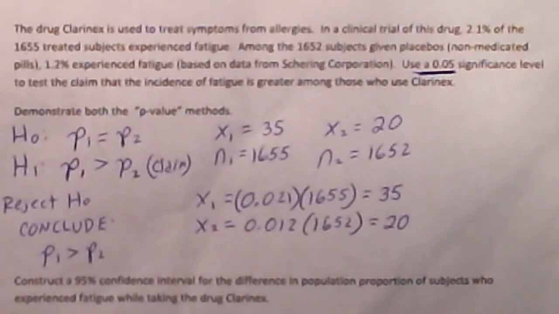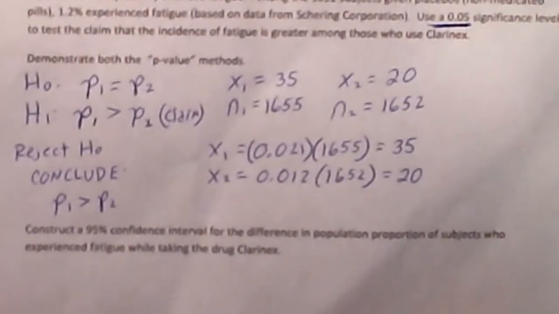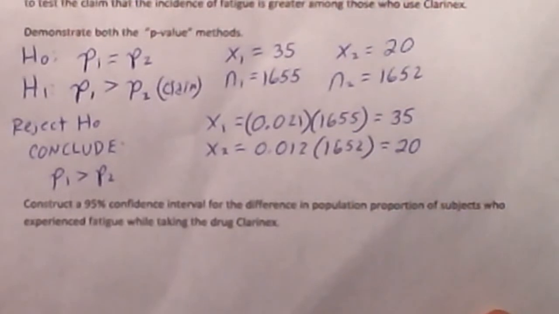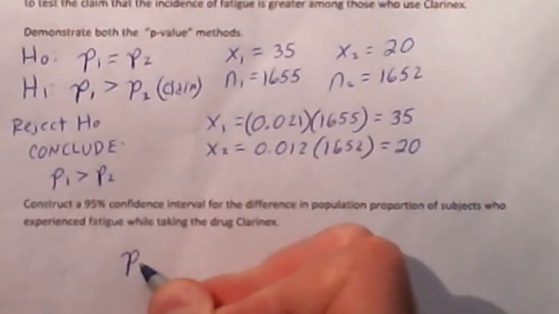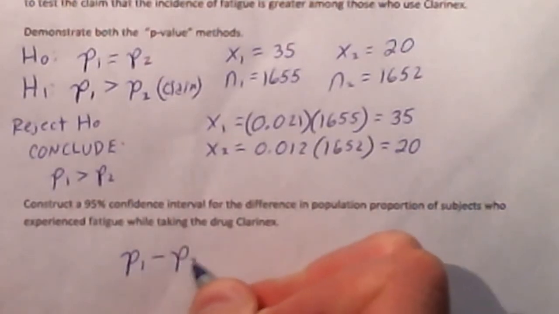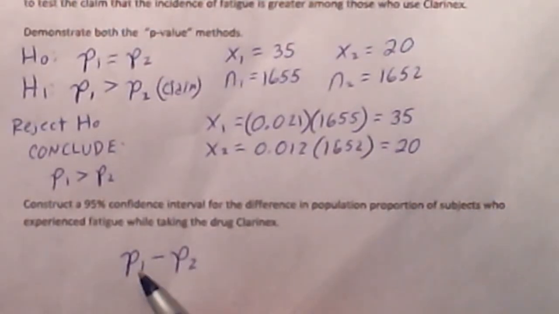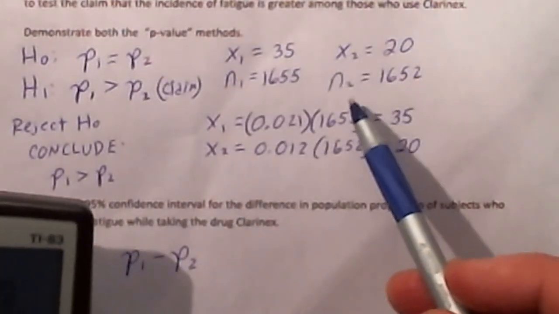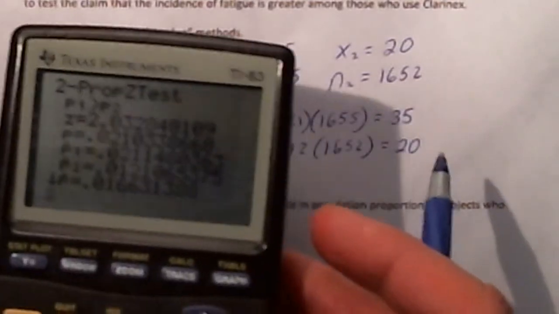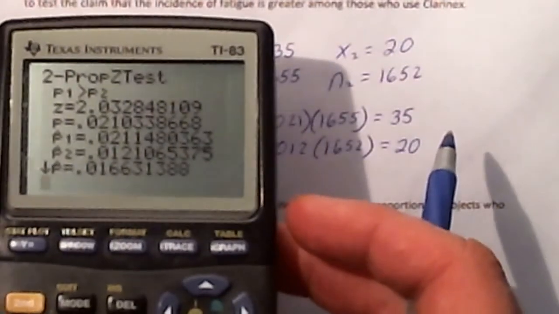Now we will, for this same example, come down here and build a 95% confidence interval for the difference in the population proportions. So, in other words, we're going to try to find out in what interval p sub 1 minus p sub 2 lies. So to build this confidence interval, notice your x sub 1, n sub 1, x sub 2, n sub 2 values remain the same.